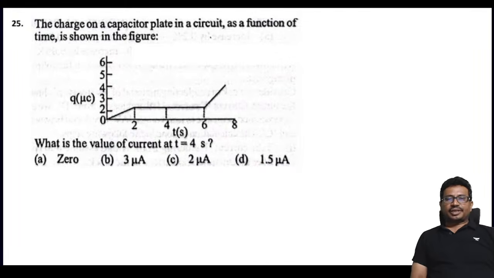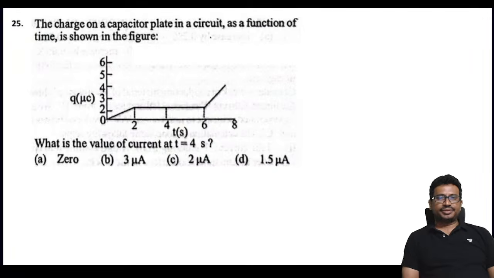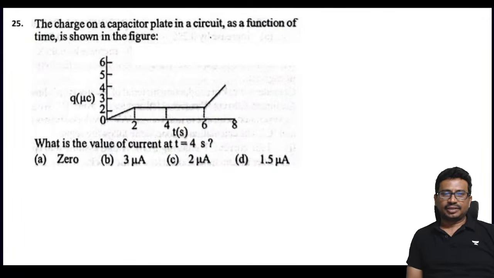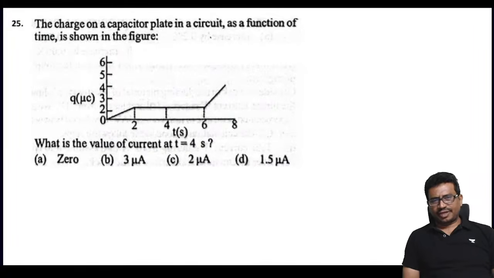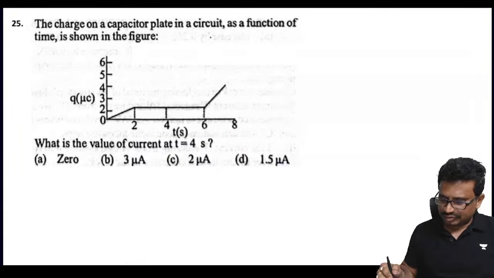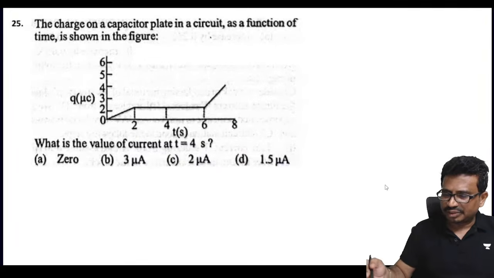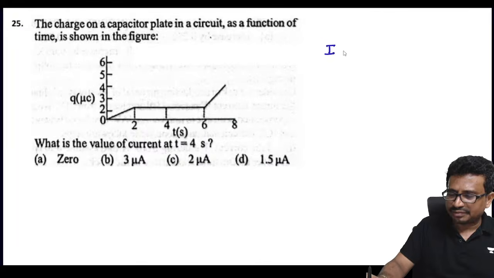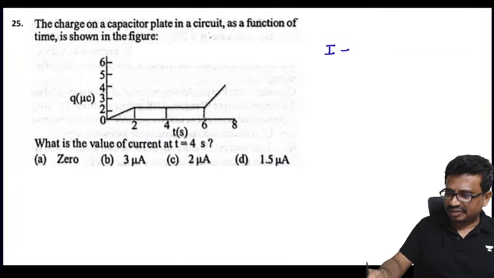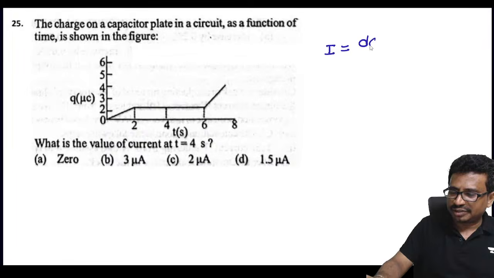The charge on a capacitor plate in a circuit as a function of time is shown in the figure. What is the value of current at t equals 4 seconds? The charge is given, so how do we get the current? I is equal to dq by dt, only that for any current.